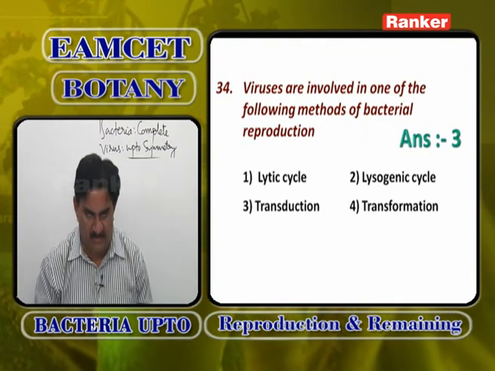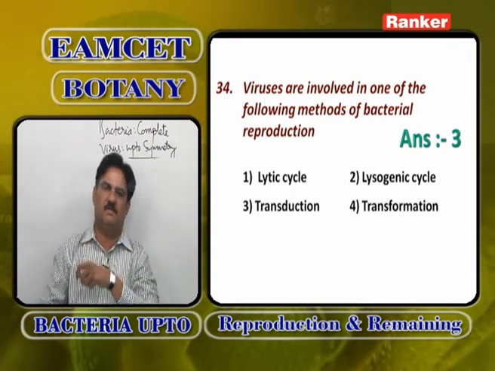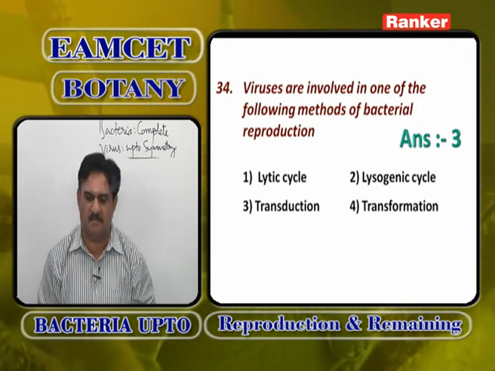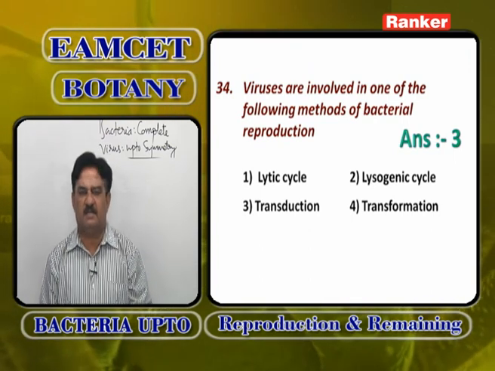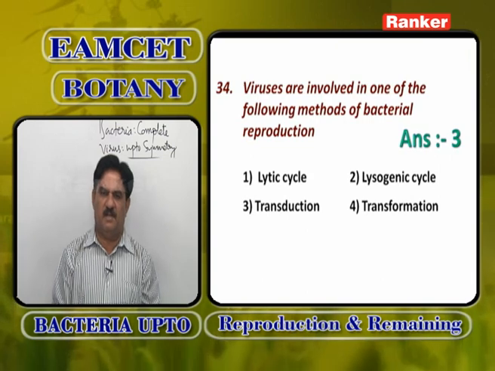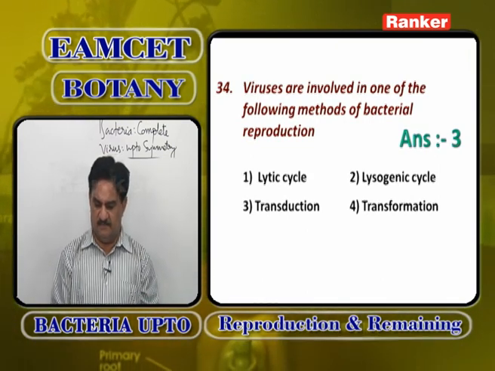The movement or transfer of genetic material from one bacteria to another bacteria with the help of a bacteriophage is called transduction. So, lytic cycle is wrong, lysogenic cycle is wrong, transformation is incorporation of foreign DNA from the surroundings into the bacterial cells. So, the answer is transduction.